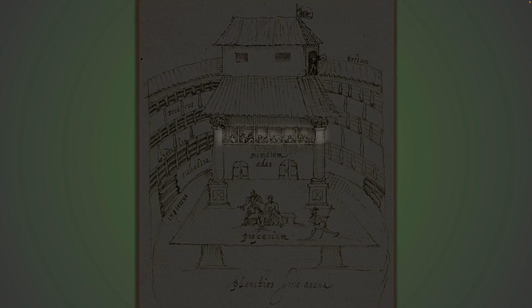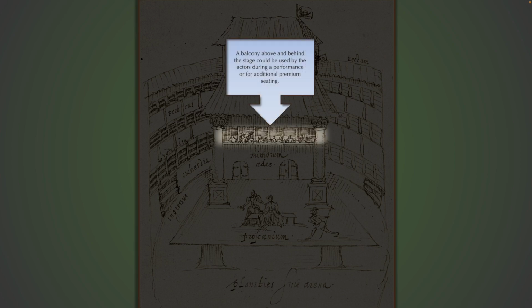And on top of the tiring room, you see some people seated there in a little gallery. This was a balcony above and behind the stage. It could be used by the actors during a performance, or perhaps musicians, or it could be used to provide additional super premium seating. We know that these balconies were used for that at the time.